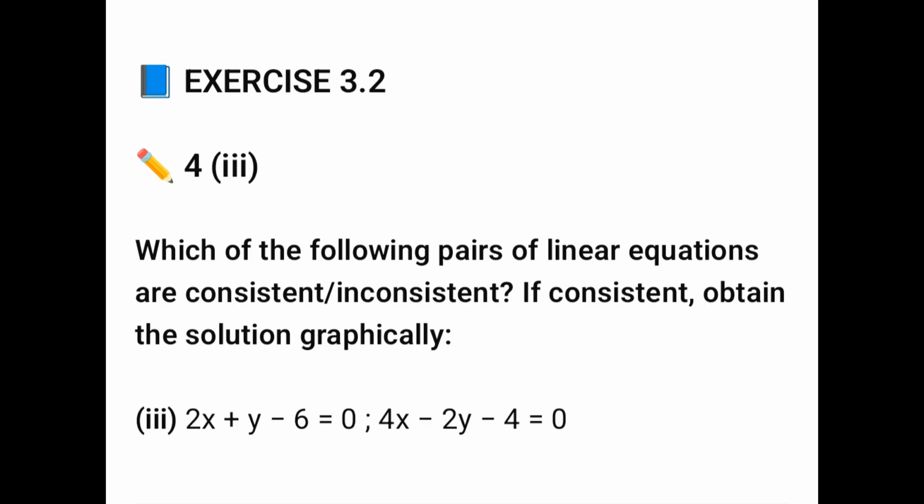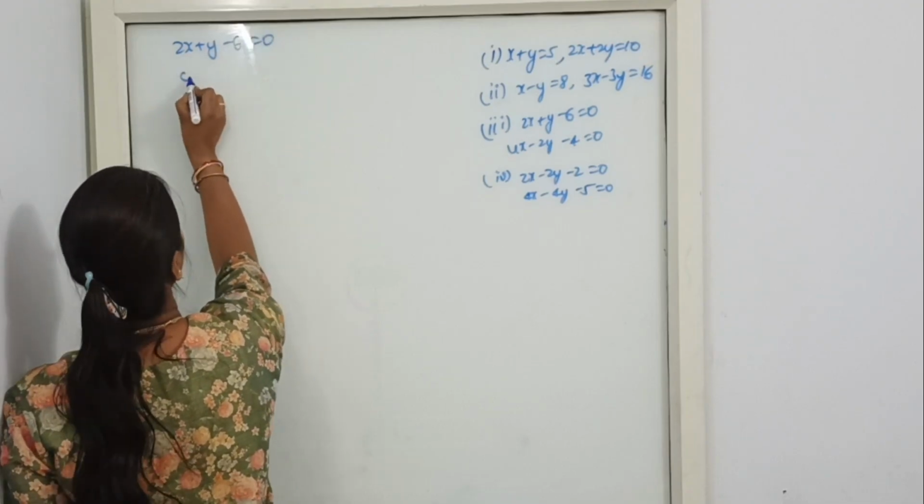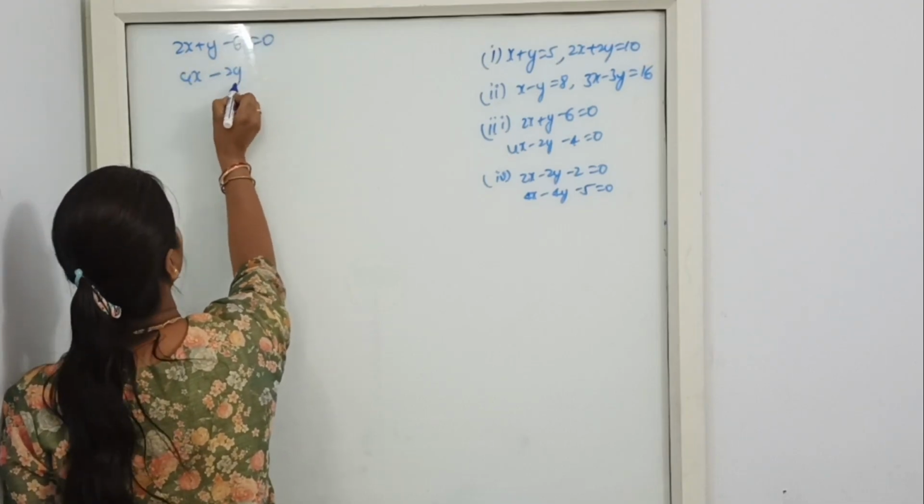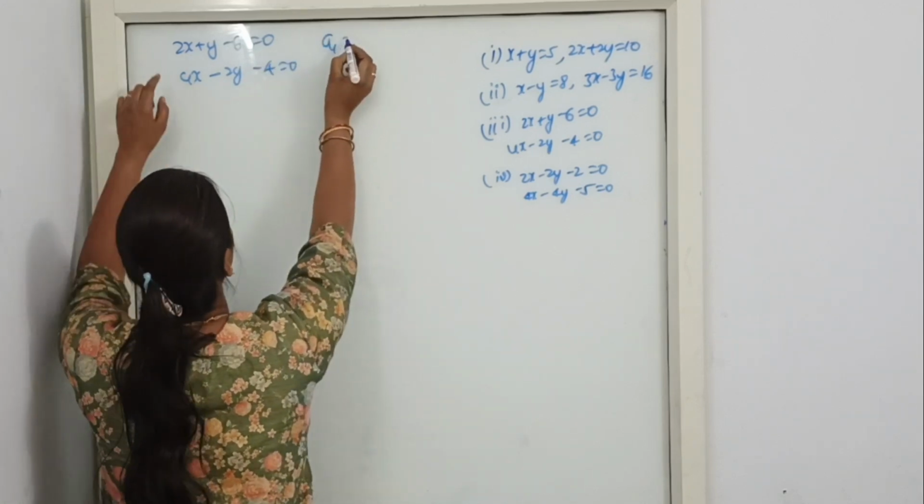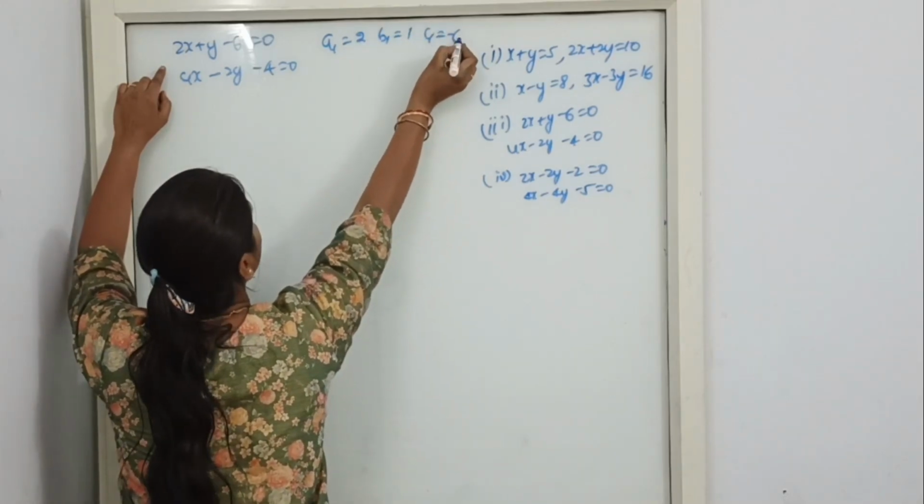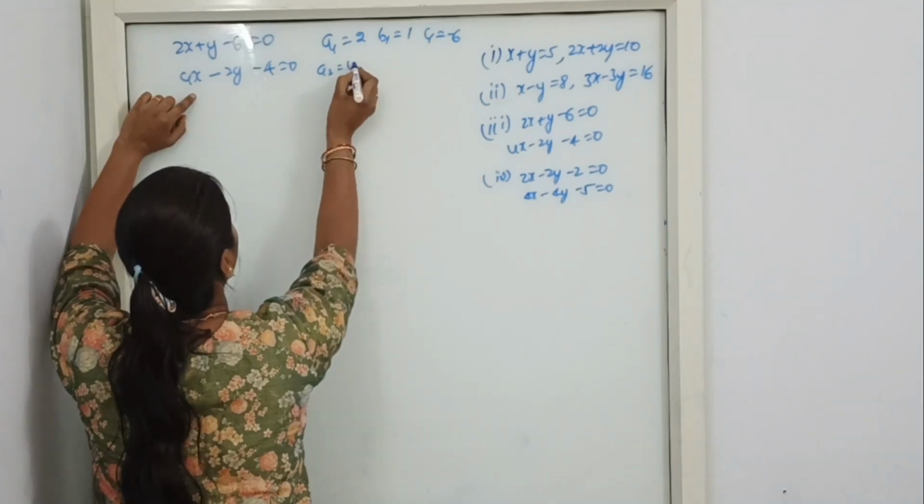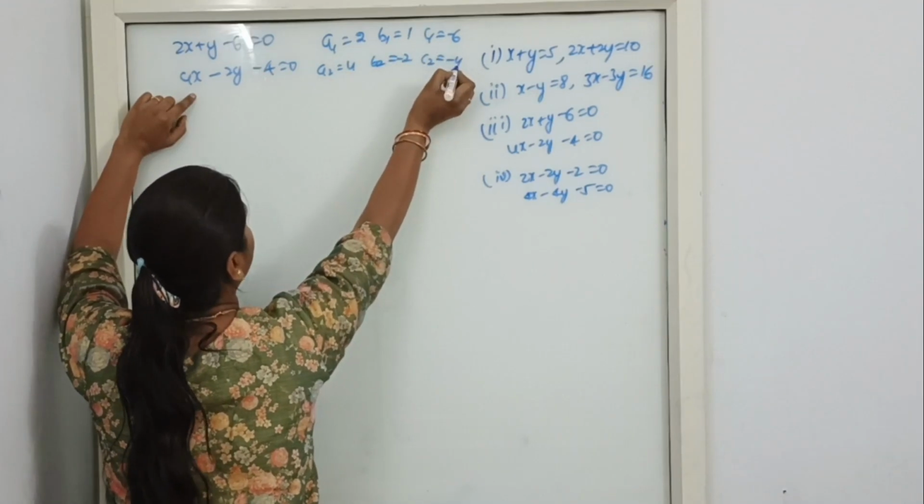The third one is 2x plus y minus 6 is equal to 0, and 4x minus 2y minus 4 is equal to 0. Compare with the ratios: a1 is 2, b1 is 1, c1 is minus 6, a2 is 4, b2 is minus 2, c2 is minus 4.